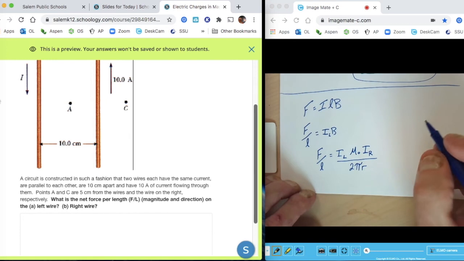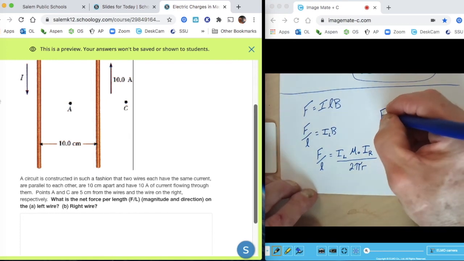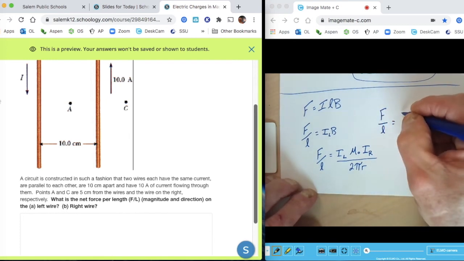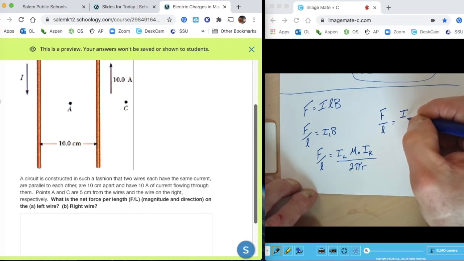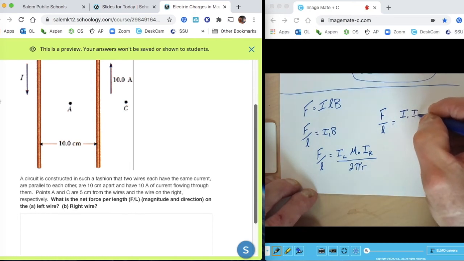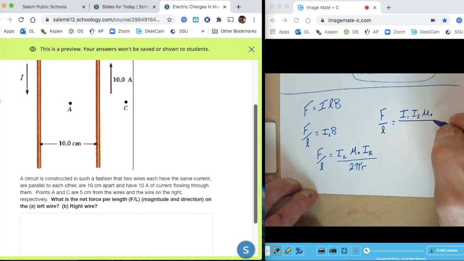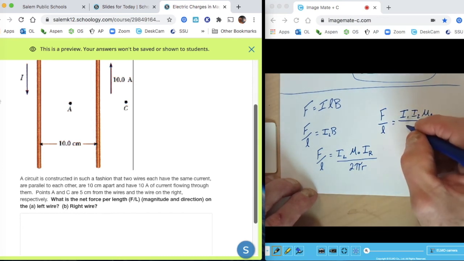Okay. Now you usually see this written as F per L is I L I R, or usually it's I1, I2, mu naught over 2 pi r.